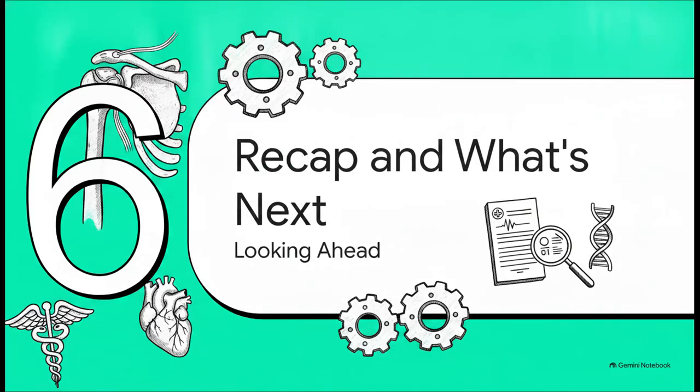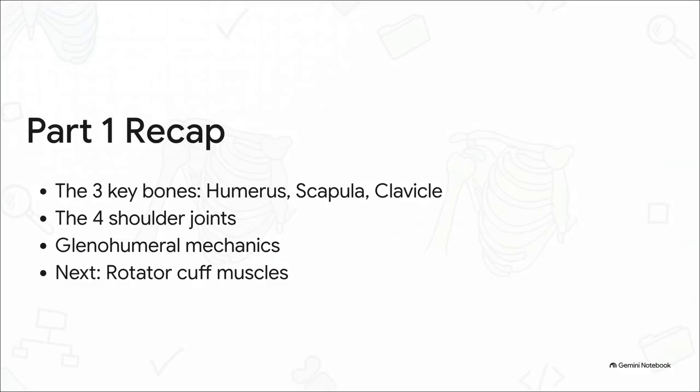Part 6. Recap and what's next. Looking ahead. Let's bring all these foundational pieces together before we wrap up today's explainer. We've successfully mapped out the skeletal framework. You now know the 3 key bones, the humerus, the scapula, and the clavicle, and how they form the 4 distinct shoulder joints. You've got a great grasp on the unique, highly mobile, yet shallow mechanics of the glenohumeral joint, and how that crazy 25% contact ratio leads directly to the instability and dislocations you code.